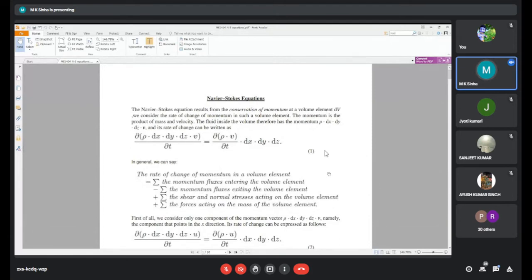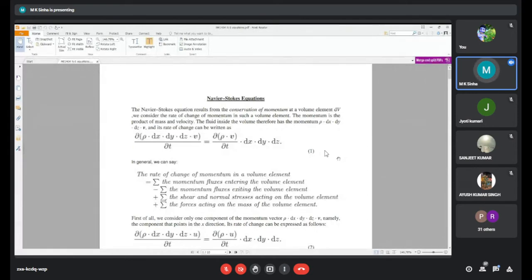Navier-Stokes equations. Actually, the generalized momentum equations for a fluid flow element were given by Navier and Stokes. That's why they are called the Navier-Stokes equations. Generally, this is the conservation of momentum for a fluid element. Conservation of mass, or continuity, we have discussed. Now for conservation of momentum, the fluid element has volume dV, and we have to study the change of momentum in such a fluid element.